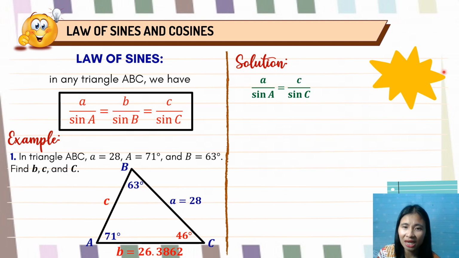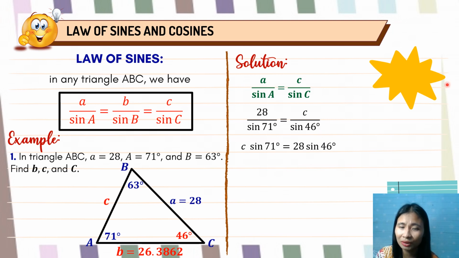So a over sine A, this time, is equal to c over sine C. So, a is 28 over sine 71, since angle A is 71 degrees. And that is equal to c over, based from the solution that we had a while ago, we were able to get the value of C as 46 degrees. So, we have sine 46. Then, cross multiply, we have c times sine 71 is equal to 28 times sine 46.